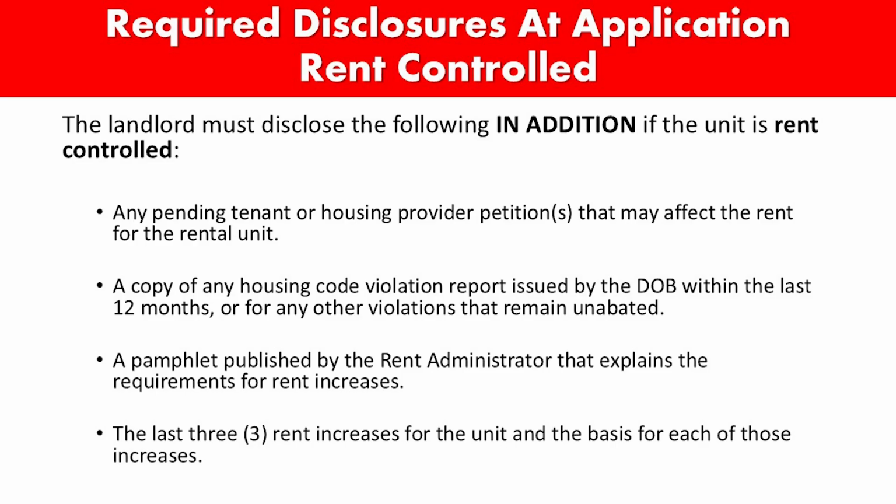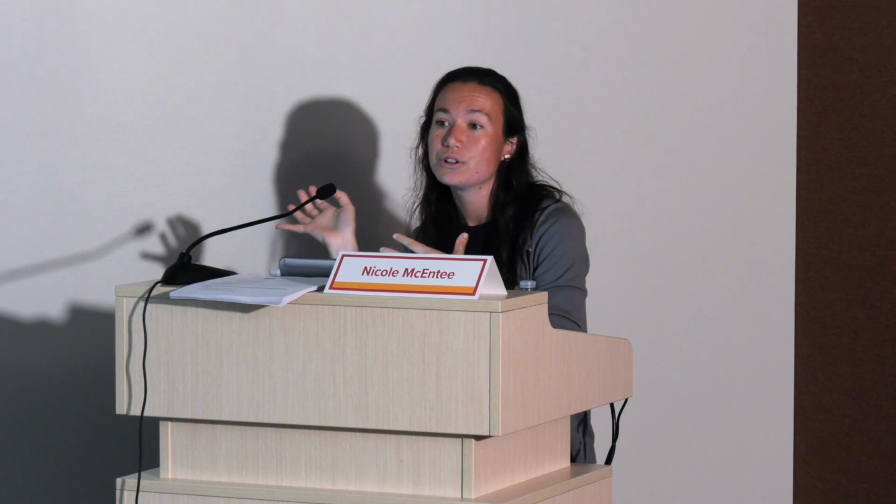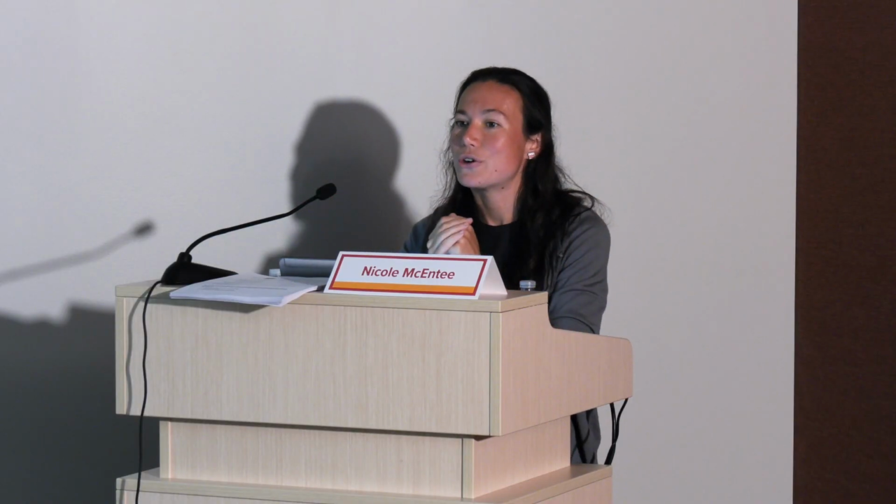And then if the unit is rent controlled, they also have to disclose these things. So any pending petitions that might change the rent for the unit, a copy of any housing code violations issued by the Department of Buildings in the past year, a pamphlet published by the rent administrator explaining what's required for rent increases, and what the last 3 rent increases were for the unit and why they were taken. So for example, for the Department of Buildings violations, if you're in a rent controlled unit, they're supposed to be disclosing those to you. If you're not in a rent controlled unit, they don't have to do that. So you might want to look that up.